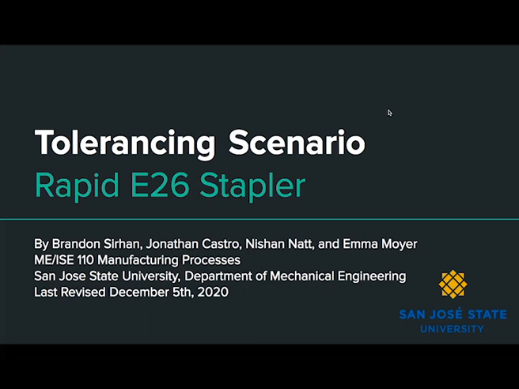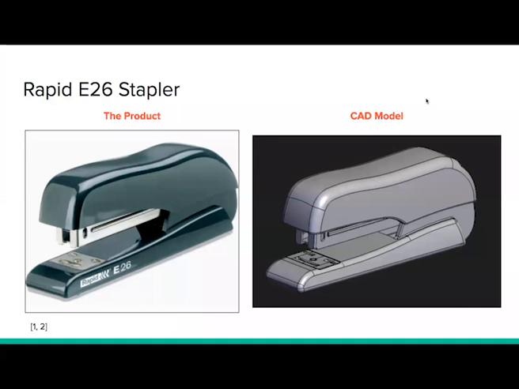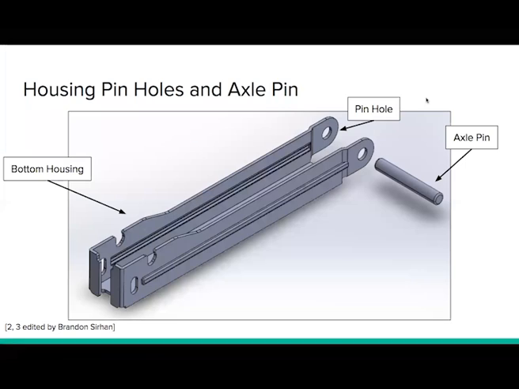Hello, my name is Brandon Sirhan, and joined by Jonathan Castro, Nishan Nat, and Emma Moyer, we will be tolerancing two mating components of a Rapid E26 stapler, which we found the CAD for on GrabCAD, shown in the references. The two mating components for the stapler that we intend to tolerance are the bottom housing and the axle pin, as shown in this slide.